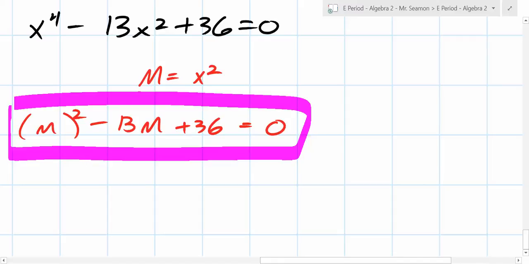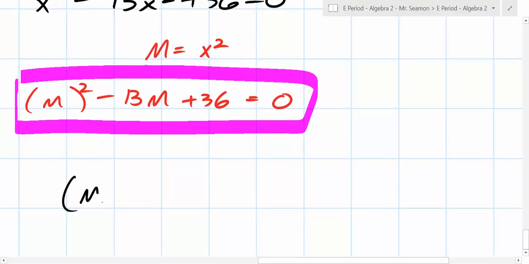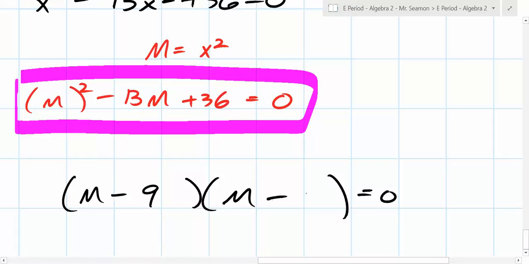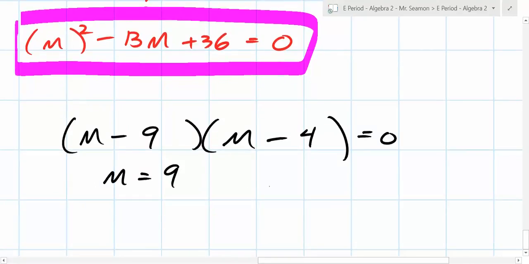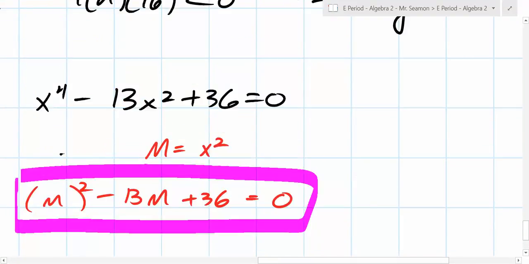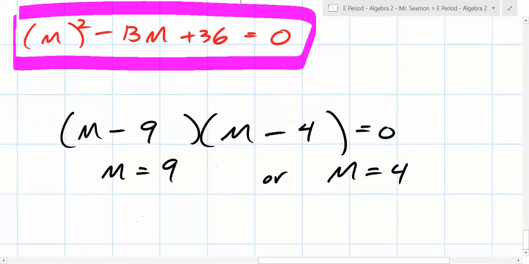Can you factor that for me? What does it factor into? Oh, come on, you can do it. It's m and m. M minus 9 and m minus 4. So m is equal to what or what? 9 or m is equal to 4. But what did we say m was? What was m equal to? X squared. So we have x squared is equal to 9 or x squared is equal to 4.